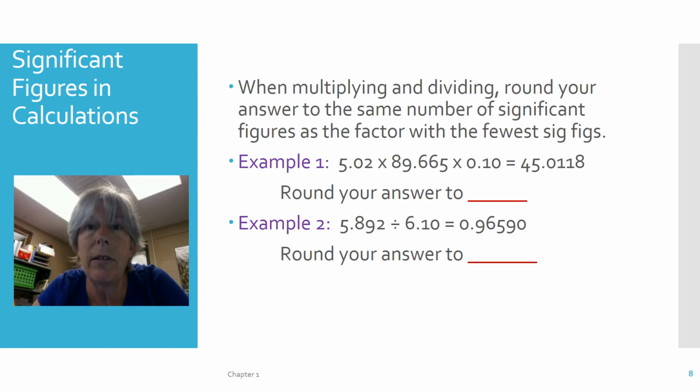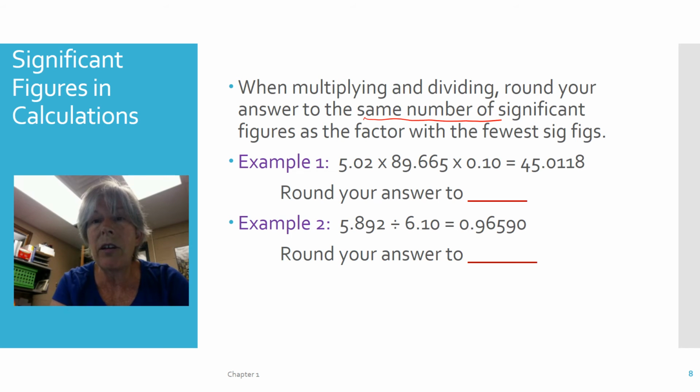So the place we'll be using significant figures in class is in lab. I'll always want you to record the correct number of significant figures in lab. And when you're doing your homework and you're doing calculations in your homework, then it will be important that you round your answer to the correct number of significant figures. So if you look at these two examples, one's a multiplication example and one's a division example. When you're multiplying and dividing, you should round your answer to the same number of significant figures as the factor that has the fewest significant figures.